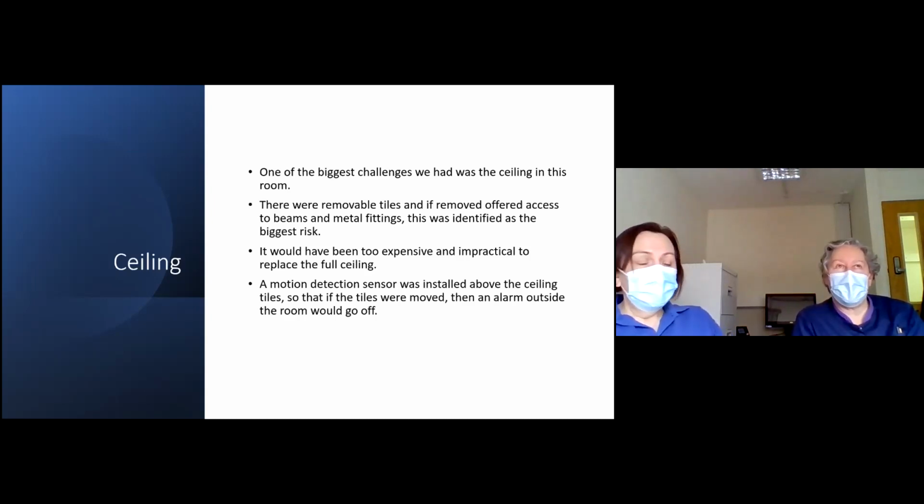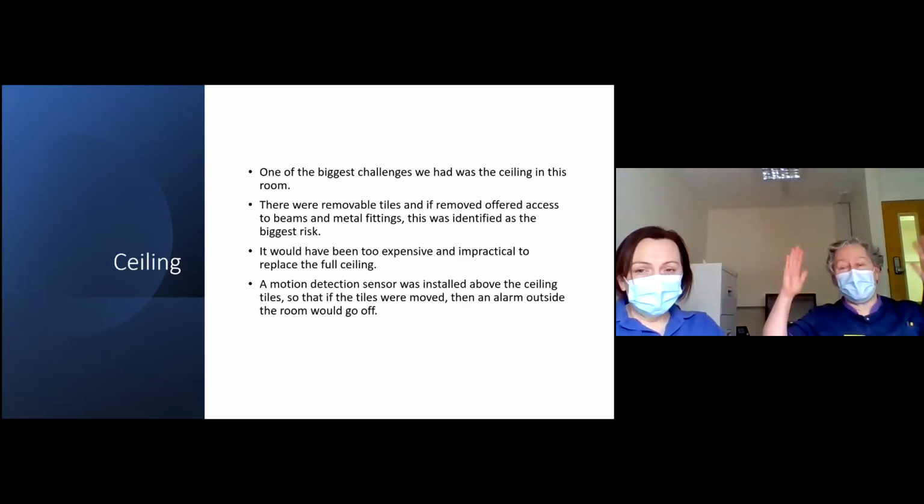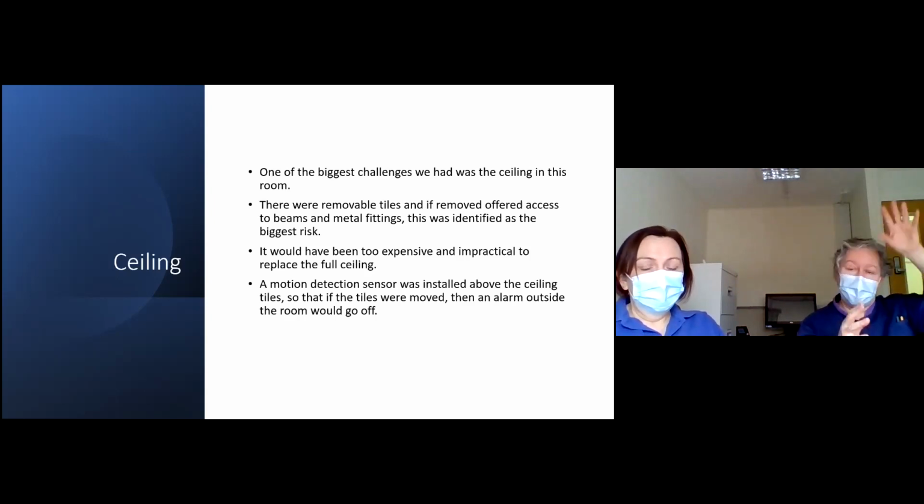As in most settings, we have false ceilings. As Michelle said, we removed the tiles so we could see exactly what was above. There were a couple of big beams and a long metal ventilation duct, which we identified could be a ligature risk if somebody could get something over the top of that beam. Hence the need to come up with a solution there.